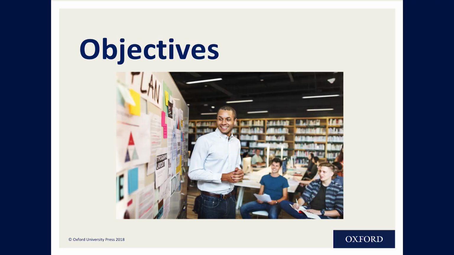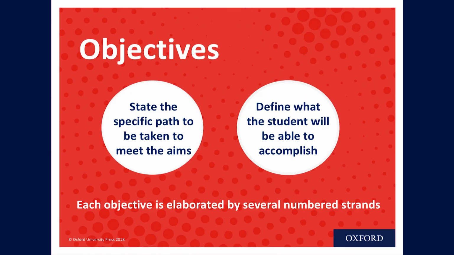Then we go to objectives. So we have the aims, which are the big things we're aiming for, and then the objectives are the roadmap to get us there. So again, I created objectives, and IB tells us they state the specific path to be taken to meet the aims. They define what the student will be able to accomplish. So here are my aims.